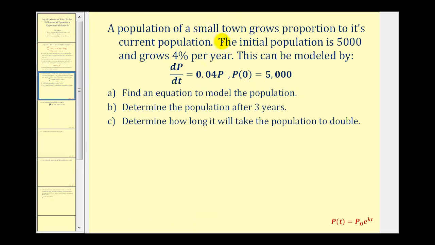A population of a small town grows proportional to its current population. The initial population is 5,000 and grows 4% per year. This can be modeled by the differential equation dP/dt equals 0.04 times P, and P of 0 is equal to 5,000. We want to find an equation to model the population, determine the population after 3 years, then determine how long it will take for the population to double. So to find the equation to model the population, we're going to solve this differential equation.